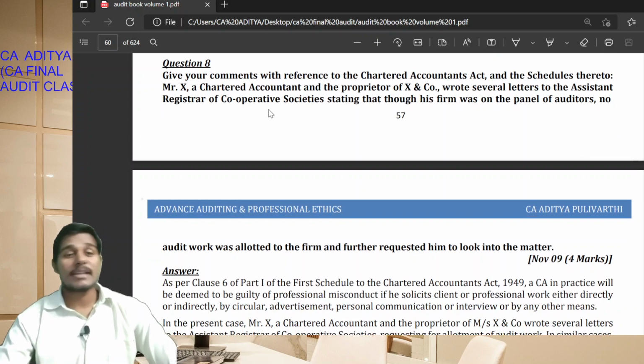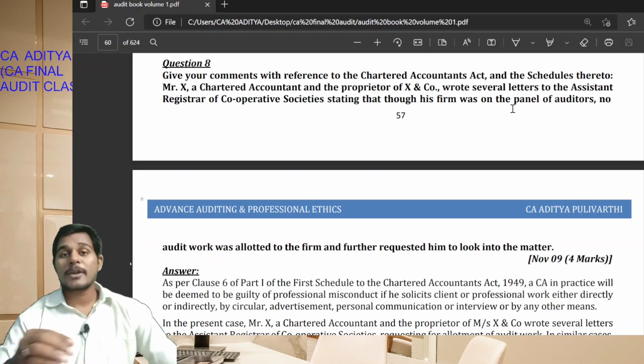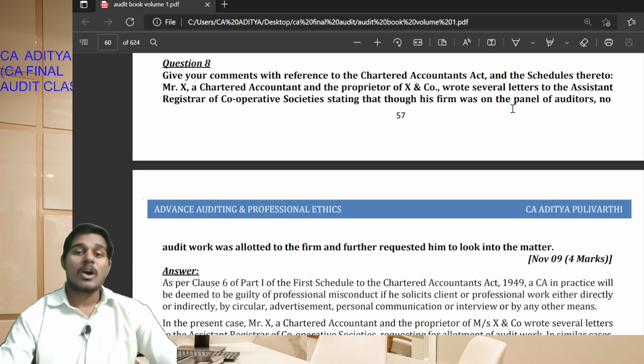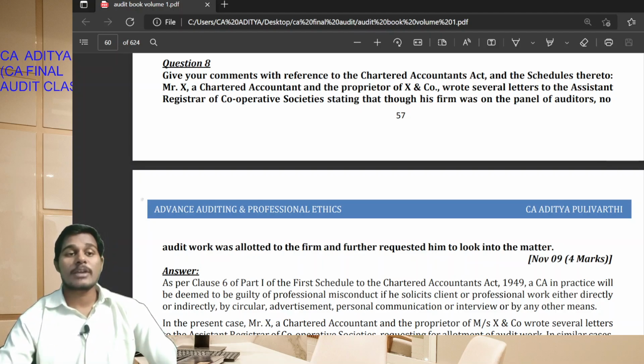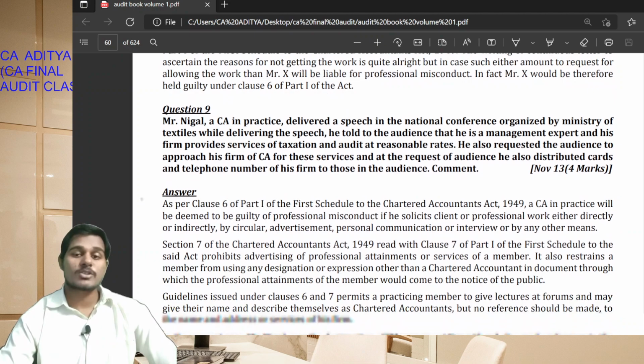Mr. X, a chartered accountant and the proprietor of X & Co., wrote several letters to the Assistant Registrar of Cooperative Societies stating that though his firm was on a panel of auditors, no audit work was allotted to the firm, and further requested him to look into the matter. See students, a chartered accountant should not make roving inquiries for the purpose of allotment of audit. In the present case, he has made roving inquiries. So, Mr. X will be guilty of professional misconduct as per clause 6 of Part 1 of the First Schedule to the Chartered Accountants Act.